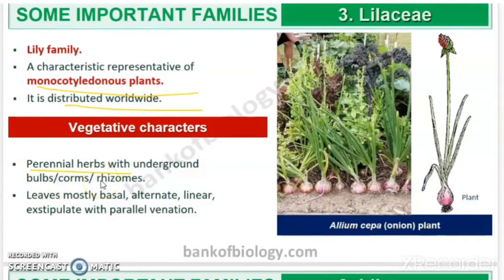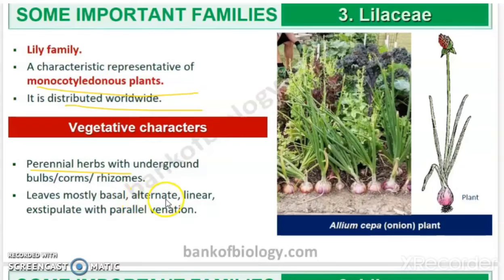Corms are structures where the stem portion of the plant becomes very thick and forms the corm. And the next is the rhizome. Rhizomes are the swollen portion of the underground part of the stem. So that is called a rhizome. Now coming to the leaf, they are mostly basal. So these leaves will be mostly basal, which means that most plants of this family will have basal leaves. Basal means leaves will arise from the base portion of the stem, right?